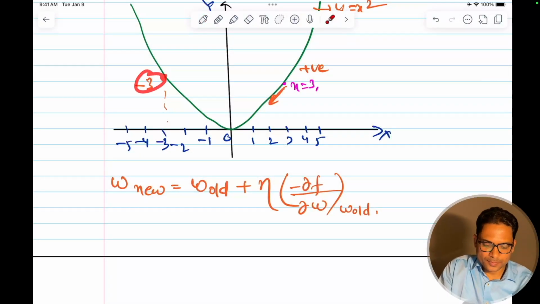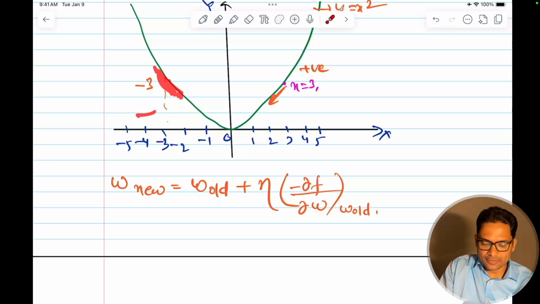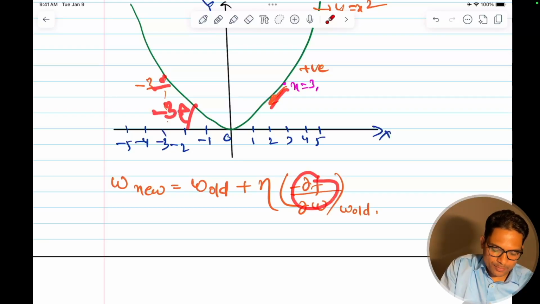-3, and now here the slope is negative because it is decreasing. So my point is say -3, and my derivative, the slope, is negative here, so minus of negative slope. So it will add something to it. For example, -3 and the slope is negative, so I will add something, so I'll move -3 plus something, so I will move in this direction. This direction means on the slope I'll move in this direction.